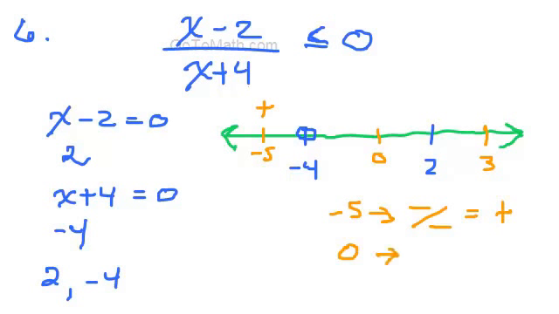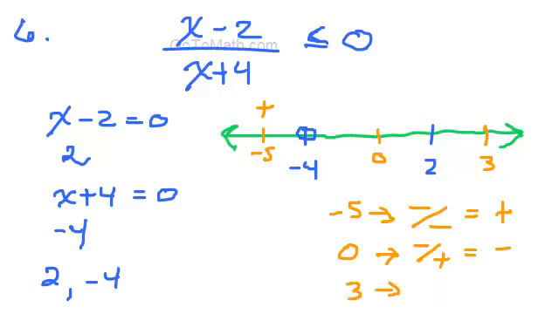So plugging 0 in, you get a negative in the numerator. Plug 0 in the denominator, you get a positive. So that's negative over positive, and a negative number over a positive number is just a negative number. And then now we go ahead and look at 3.